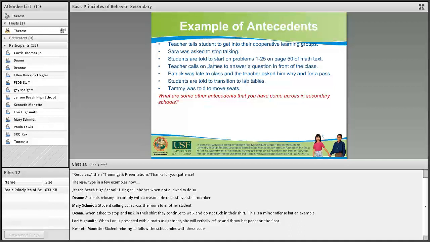Let's see. How about Jensen Beach and Kenneth? Can you guys come up with a couple examples of different antecedents that you've seen in secondary schools? And I don't want to just pick on you guys and single you guys out. Anyone who's joined us for today's chat here, please feel free to jump in and give a couple examples or one example of different antecedents you see at the secondary level. And I'll give you a moment here just to sit back and maybe think of an example.